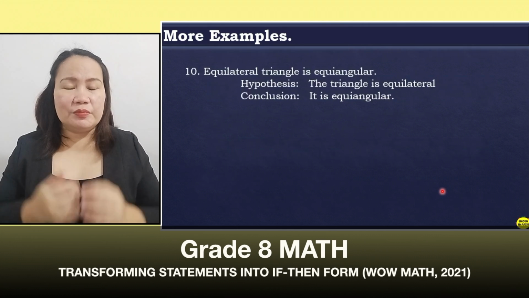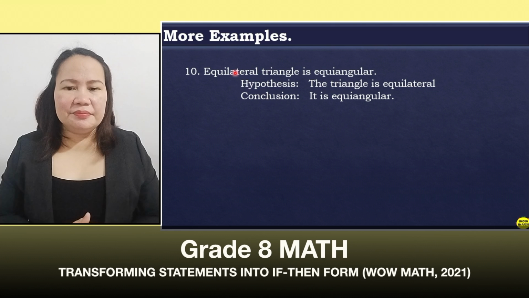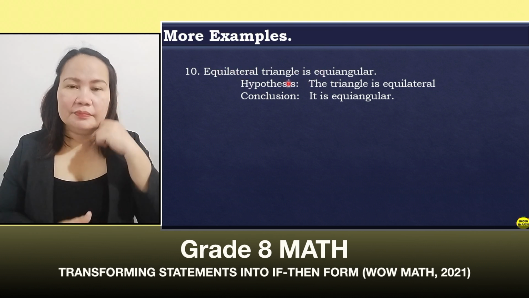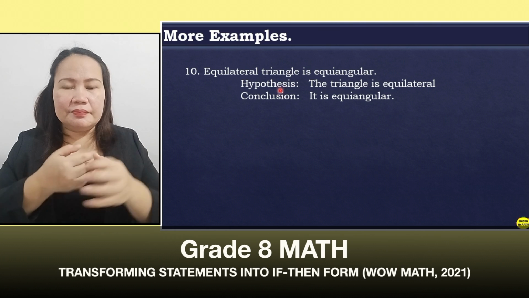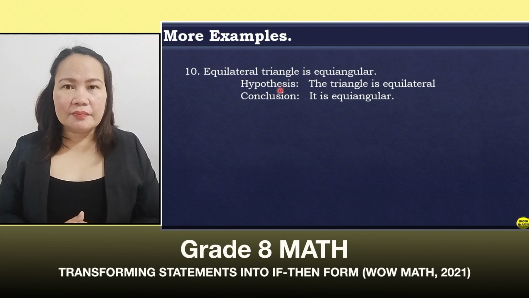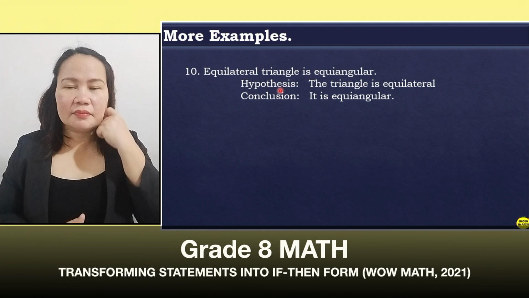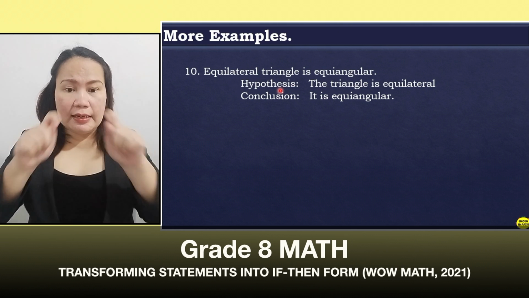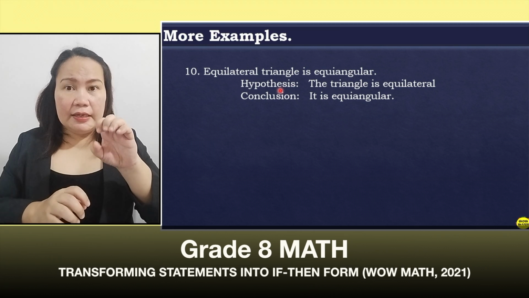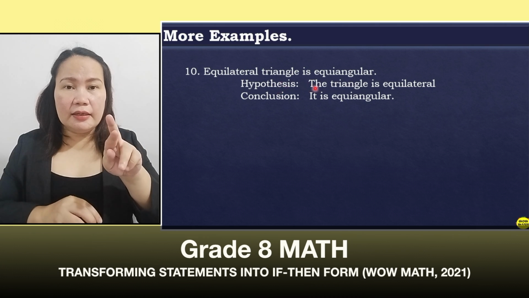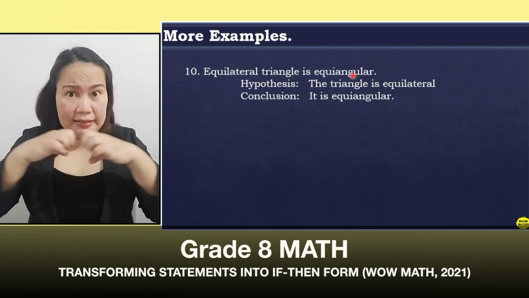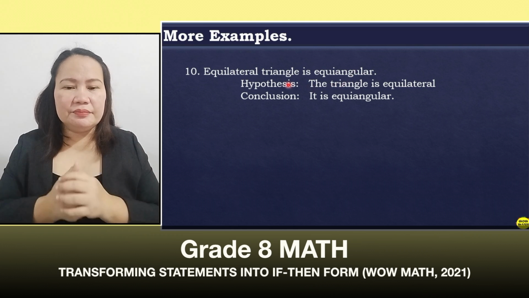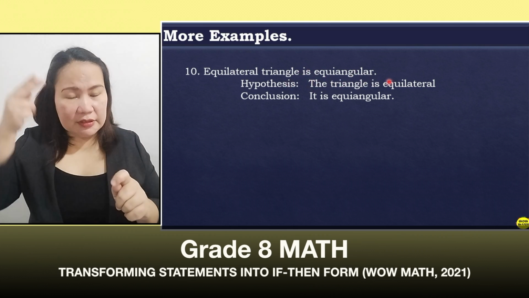Let's have more. So, minsan, binibigay naman yung statement and then given na yung ating hypothesis and conclusion. So, ang daming case na minsan statement lang, i-identify mo yung hypothesis and conclusion. Minsan naman given na si hypothesis and conclusion. Okay. So, ganito, given na si hypothesis, the equilateral triangle is equiangular. So, kagaya nito, yung hypothesis niya, the triangle is equilateral.